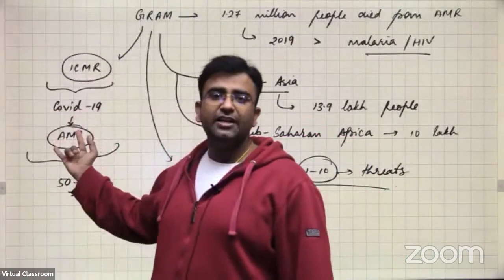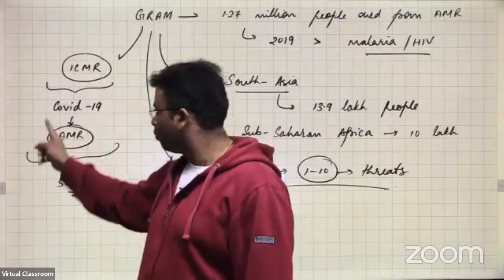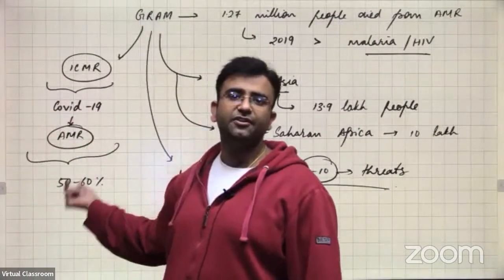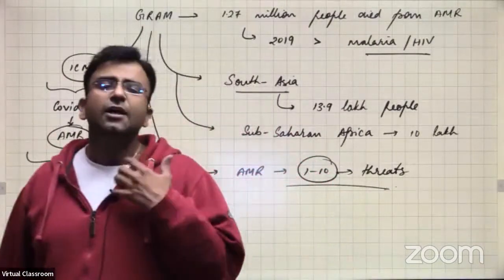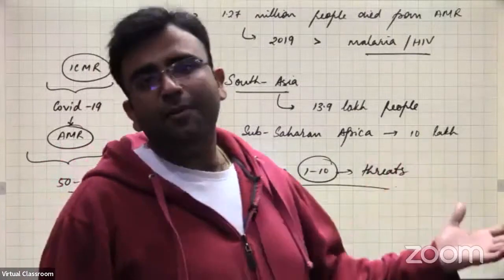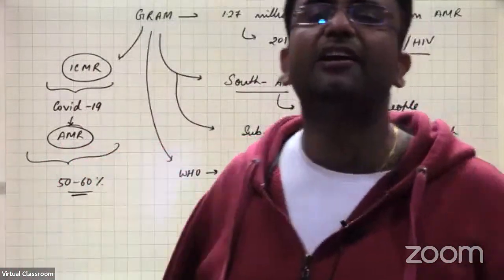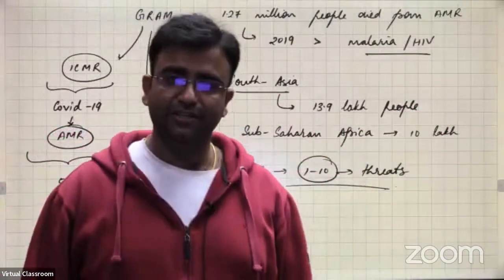कोविड-19 अलोंग विद एंटीमाइक्रोबियल रेजिस्टेंट इन्फेक्शन, ये दोनों मिला के mortality rate increases to 50 to 60%. So it shows that AMR along with COVID-19 is a very deadly combination according to ICMR studies.